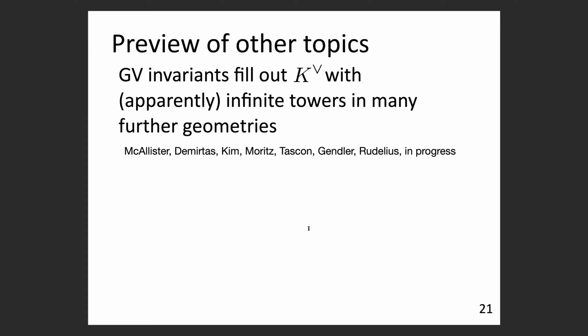Okay, so let me mention very quickly some other things I didn't have time to tell you about. One thing is that you can check that the GV invariants fill out this K-check in many other examples, and this is something that Tom and the Cornell group are working on. So I'll leave it to them to explain more fully what they've done.